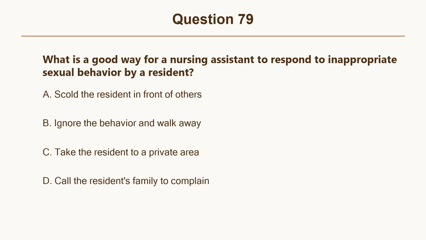Question 79. What is a good way for a nursing assistant to respond to inappropriate sexual behavior by a resident? Option A, scold the resident in front of others. Option B, ignore the behavior and walk away. Option C, take the resident to a private area. Option D, call the resident's family to complain. The correct answer is option C, take the resident to a private area.